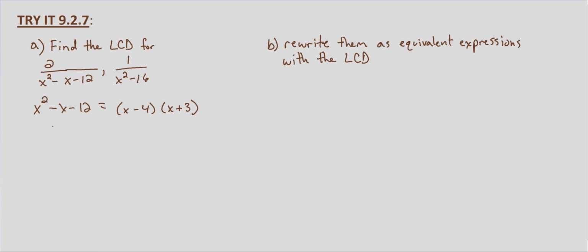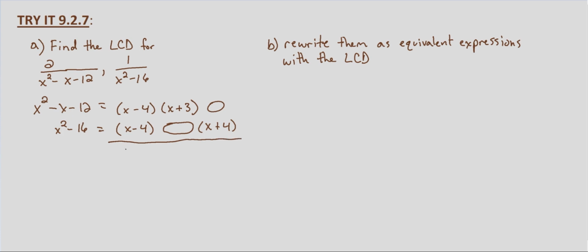And then we have x squared minus 16. That's a difference of squares, x squared minus 4 squared. So we have x minus 4 times x plus 4. So now we're looking for what each one of these is missing that the other one has. Notice that we need to bring down all of the columns to get the least common denominator.